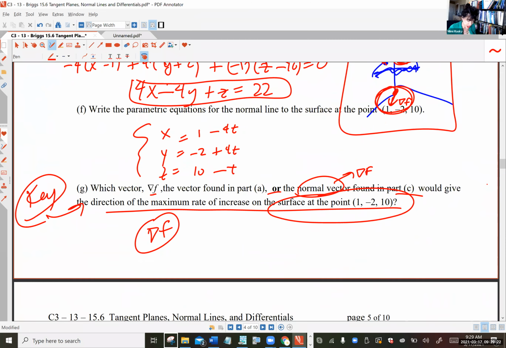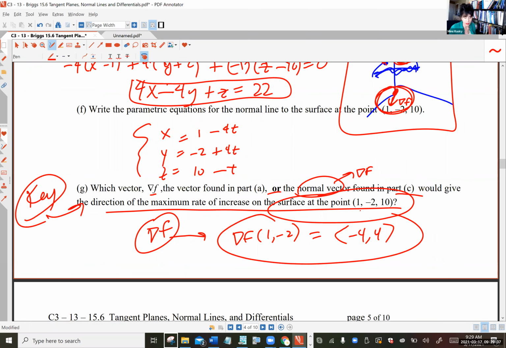Okay, so the direction that's going to point us in the direction of maximum rate of increase would be little del f at the point (1, -2). If you substitute the point (1, -2) into the little del f that we got from part A, you would get this vector, and that would point you in which direction to go. Okay. Questions?